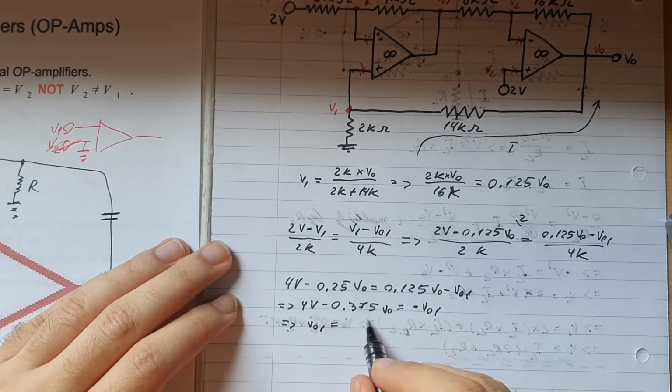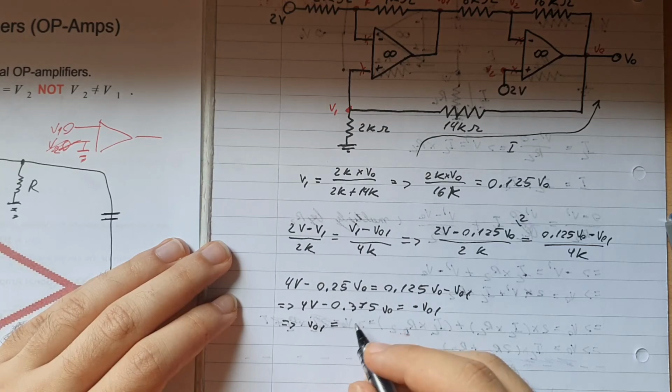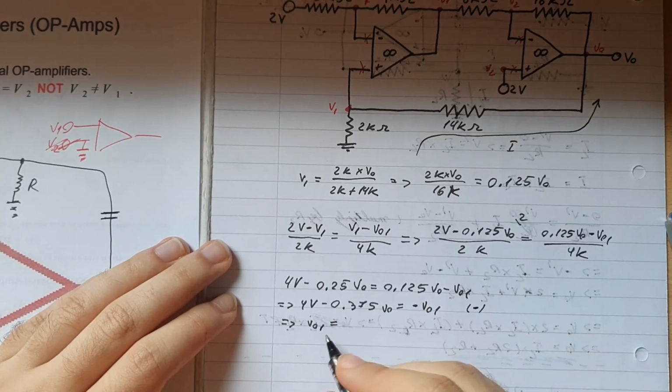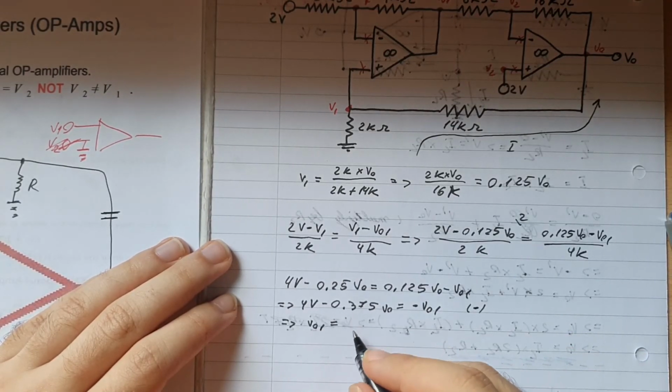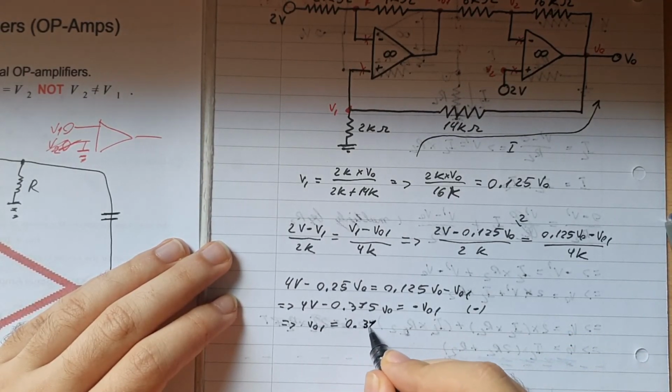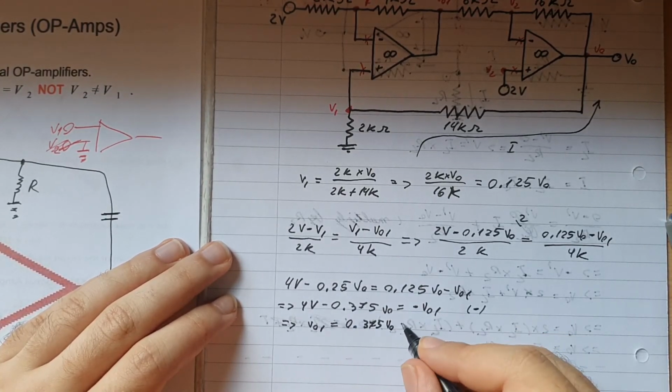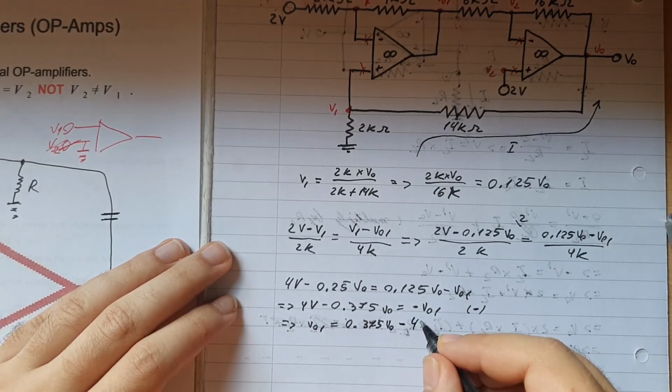VO1, no wait, let's reverse it and then switch the signs. So we switch to the minus, so that will become a positive. This one will become a positive, so it'll be 0.375 VO, and then this 4 will become a negative because it was a positive, so it'll be minus 4V.